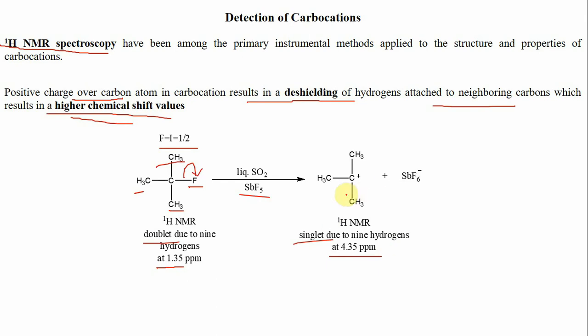And this is due to the fact that, due to the formation of this carbocation, there is now a positive charge over this carbon, due to which the electron density around these methyl hydrogens gets reduced, and they get de-shielded, and their signal gets shifted to higher chemical shift values. So you can say in general, whenever there is a formation of a carbocation, the signal due to the neighboring hydrogens present on the neighboring carbon atoms always gets shifted towards higher chemical shift values due to their de-shielding effect. So in this way, we can detect the presence of carbocations.